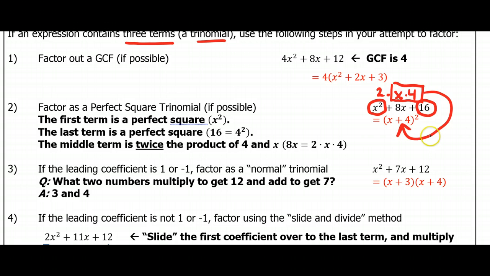X plus 4 quantity squared. You can also factor perfect square trinomials using this method down here in number 3. Okay, and this is how we factor a majority of our trinomials. I call these normal trinomials.